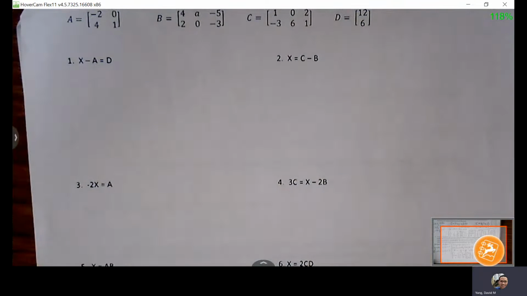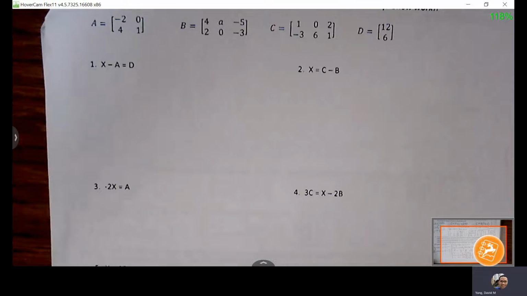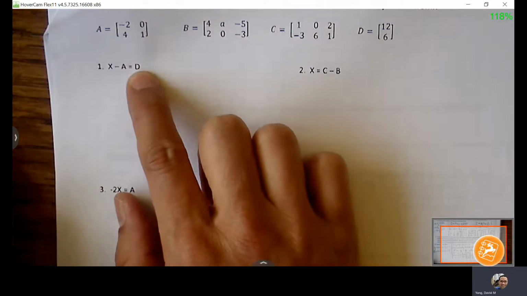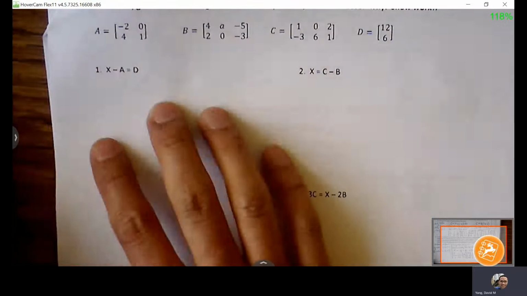It says solve for matrix X, given the following matrices. If not possible, state the reason why, show work. So everything on the first page is meant to be done by hand, but obviously you can use your calculator to double check your work. So number 1, it says X minus A equals D. First thing you do is try to get X by itself.